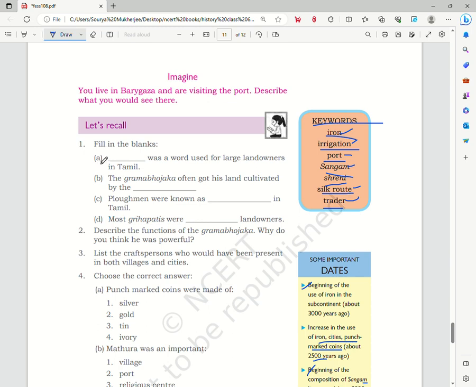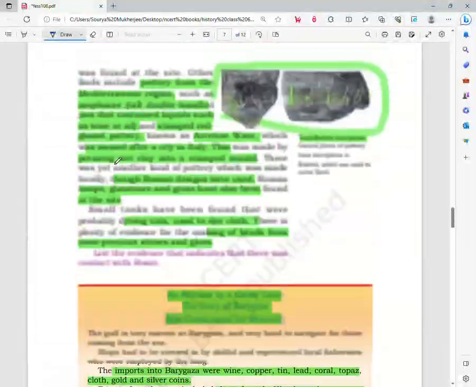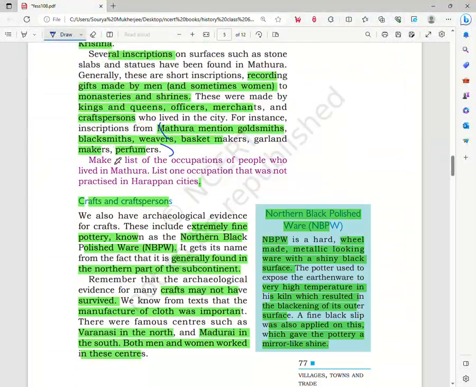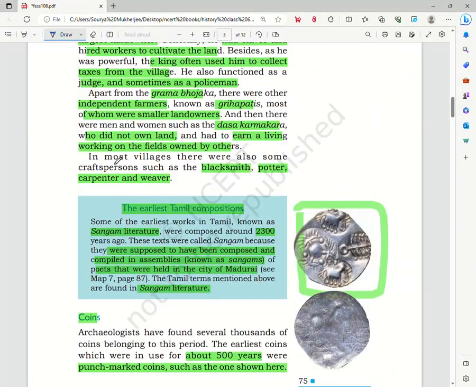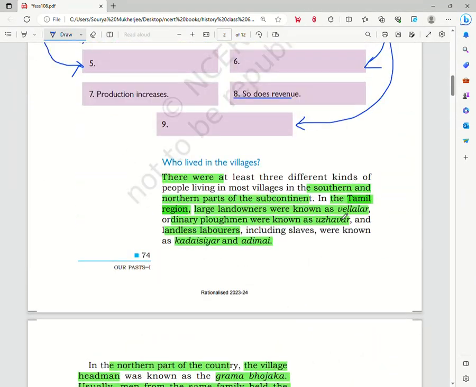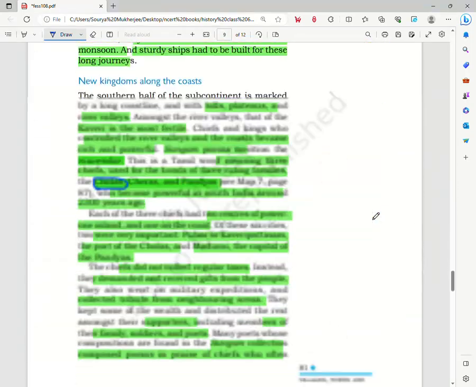Dash was the word used for large landowners in Tamil. So we read about these in the previous section. I think this was Vellalar. Vellalar was the large landowners. Let us just recheck it. Yes, we see Vellalar were the large landowners.